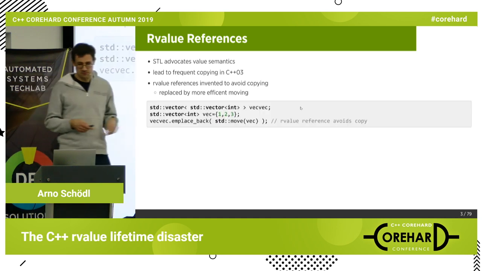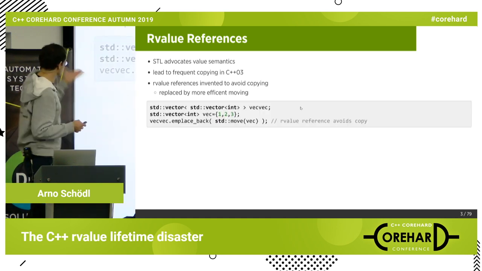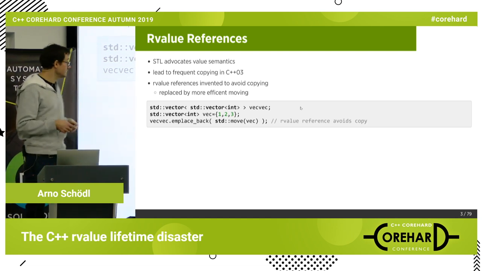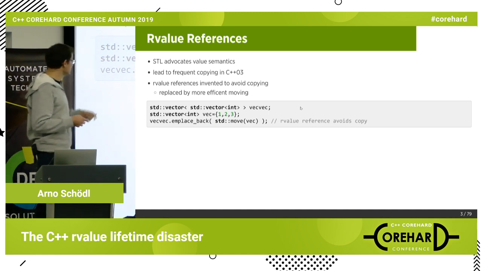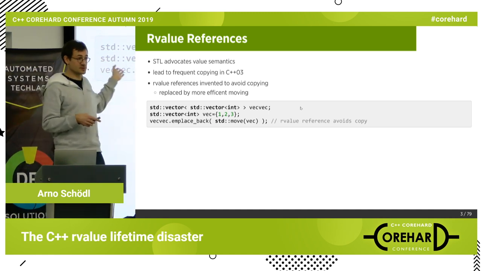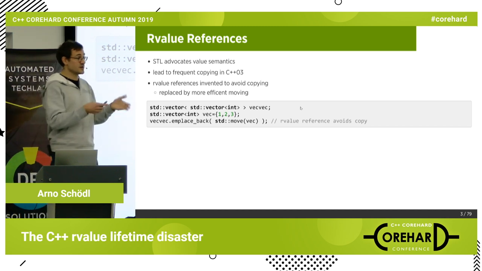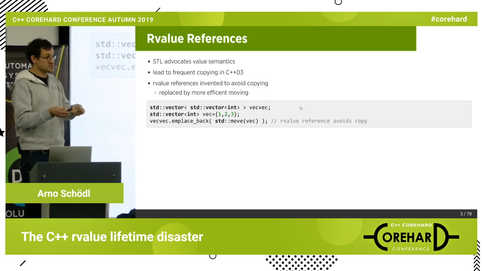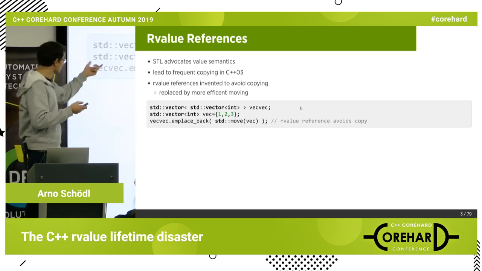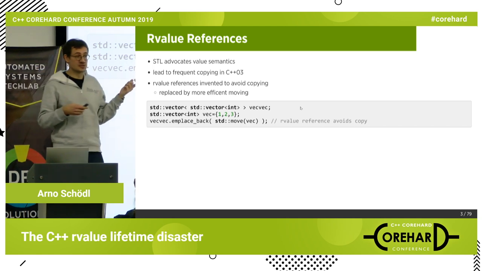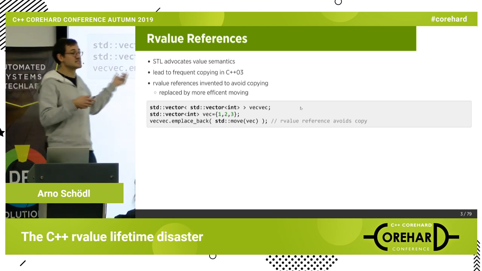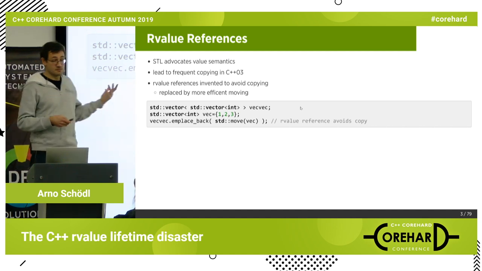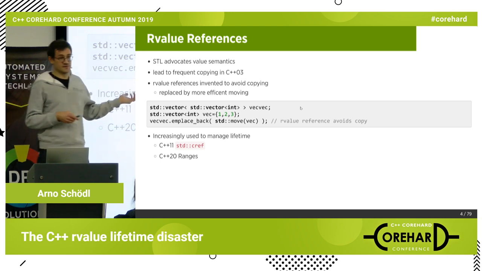So here's an example. You have a vector of vectors. And then you create a vector. And the vector creation allocates memory that contains the 1, 2, 3. And then you want to append that vector onto the vector of vectors. And to do that, you move the vector into the destination so that the memory that you allocated, the 1, 2, 3 memory, gets reused for your moved instance inside the vector of vectors. So that's what basically R-values were originally invented for.